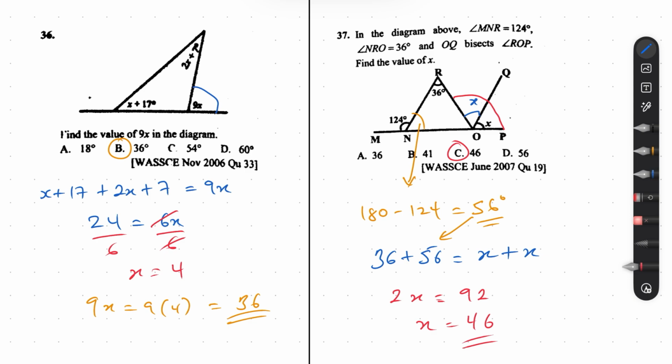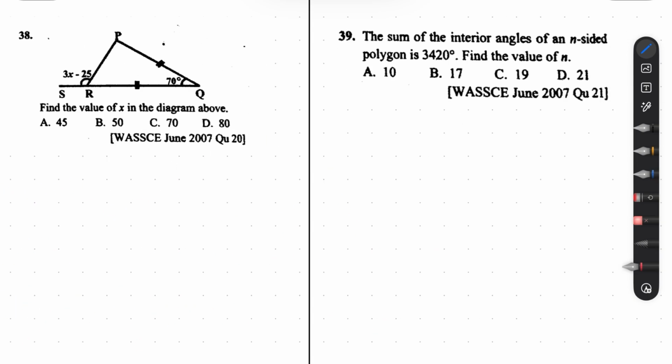Let's move on to question number 38. The question says, find the value of x in the diagram above. So we need to find the value of x here. Looking at this diagram, we've been given that these two lines, PQ and RQ, are similar in magnitude, because these lines have been drawn, which means they're the same. That means we form an isosceles triangle. And in an isosceles triangle, two of the angles are the same.